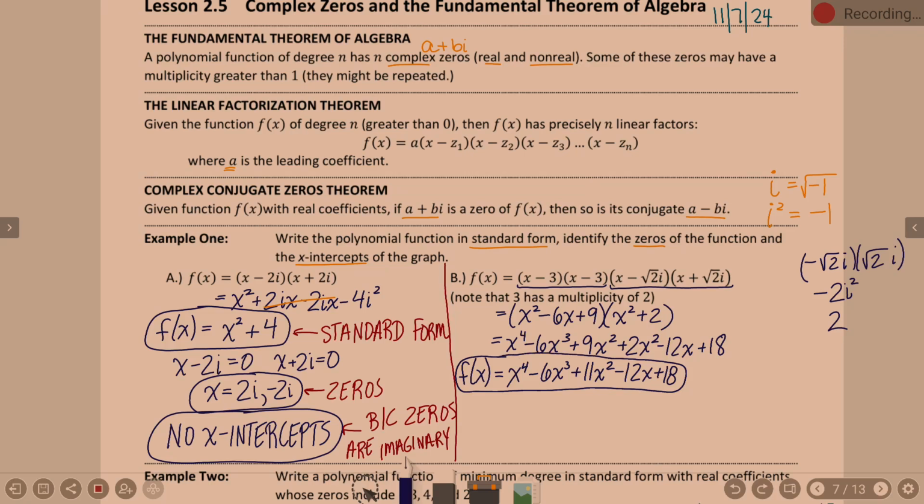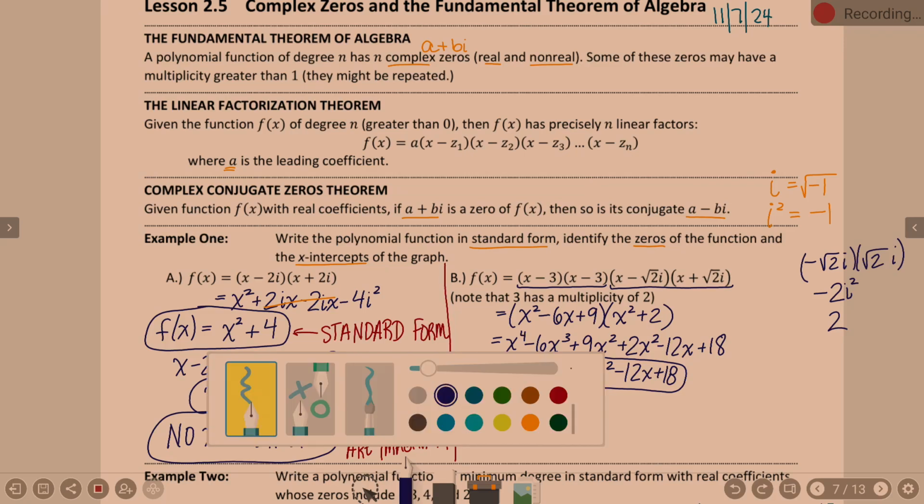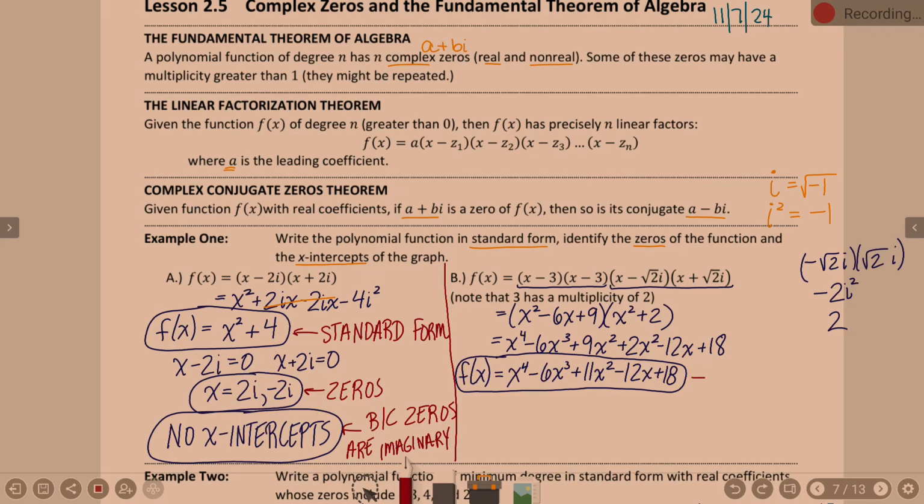I'm not looking at my answer key, so if I made any mistakes, of course, tell me. And what is that right there? That's my standard form, isn't it? Took a little bit of work, but there is your standard form.